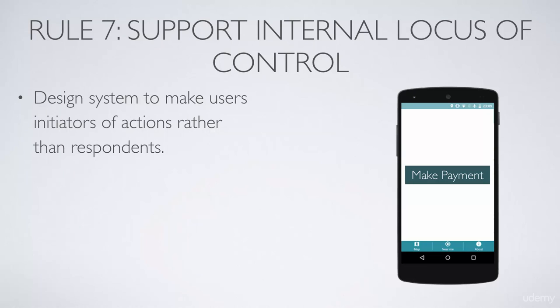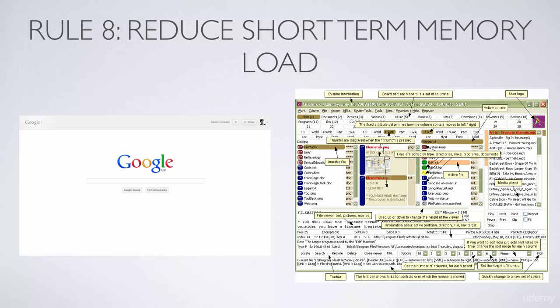Let's move on to rule number 7. Rule number 7 states that support internal locus of control. Design system to make users initiators of action rather than respondents. So you always need to make sure that you design a system in such a way that the user initiates the action rather than making them as some sort of respondents who are going to respond to the commands given by your application. Now let's move on to the rule number 8, which states reduce short time memory load.